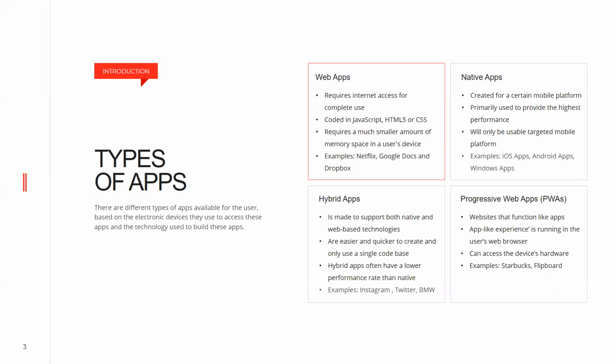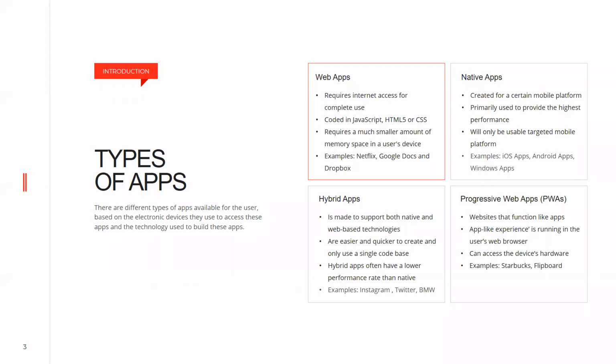And why will these kinds of applications be developed? Where very high performance is required, where they need to use the device's processing power and memory optimally, those kinds of applications can be built as native apps. And as I said, these are targeted to a specific platform.